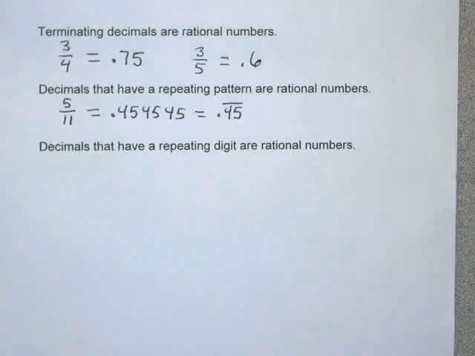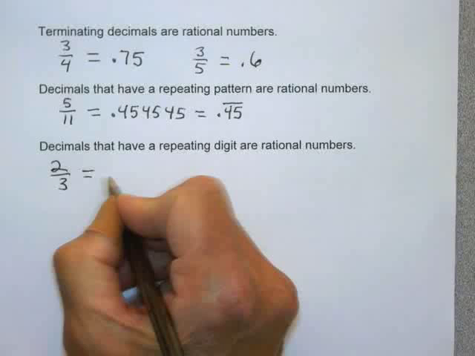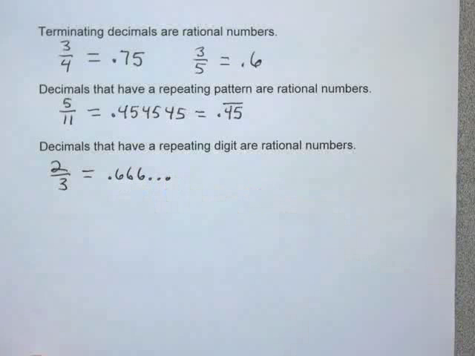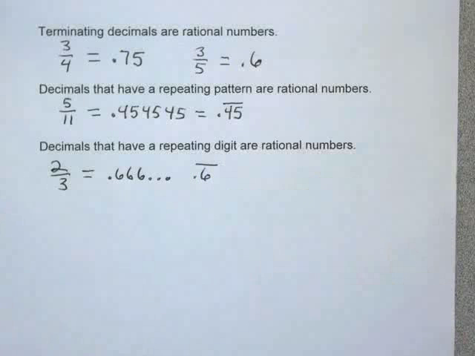The third type of decimal number that's a rational number is decimals that have a repeating digit. An example of that would be something like 2/3. I think most of you recall that this would be 0.666, just keeps repeating, goes on infinitely. We could write this as 0.6 with a bar over it. So these are three types of decimal numbers that are rational numbers. The rest of them are not. So they need to either terminate, have a repeating pattern, or have a repeating digit or digits, as I will show you in a moment.